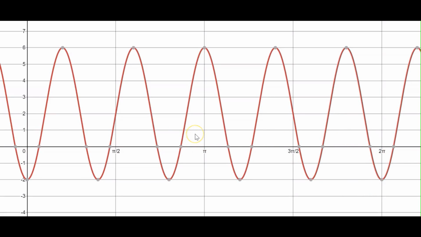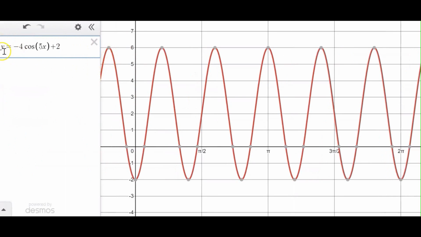And therefore, this is negative 4 cosine of 5x plus 2. Let's check it out. There it is. Y equals negative 4 cosine of 5x plus 2. Let's do maybe one more example, and then I think you should have the hang of this.